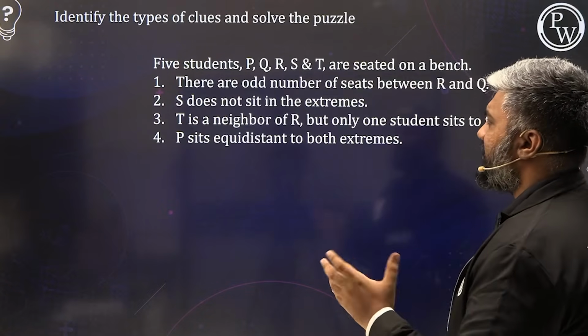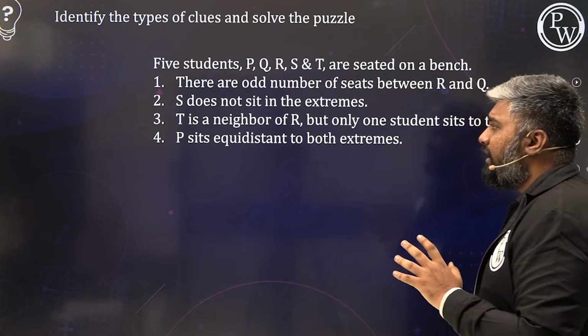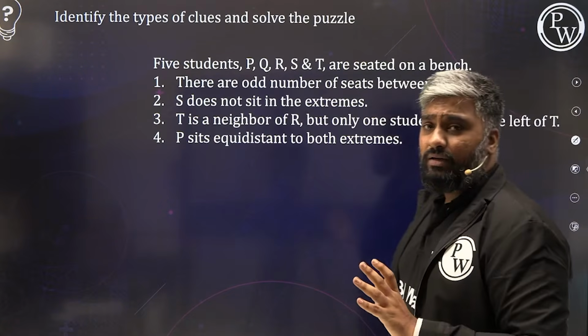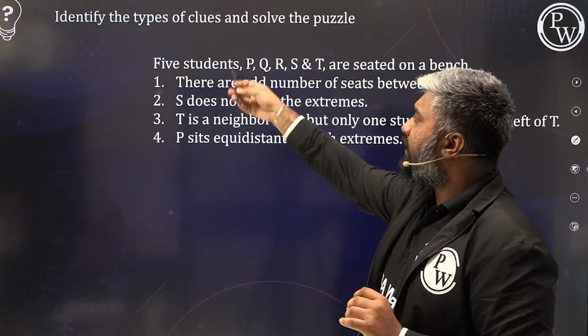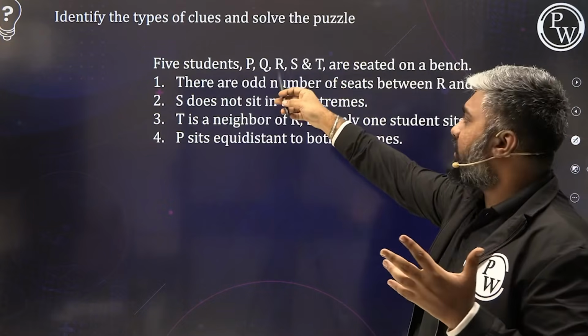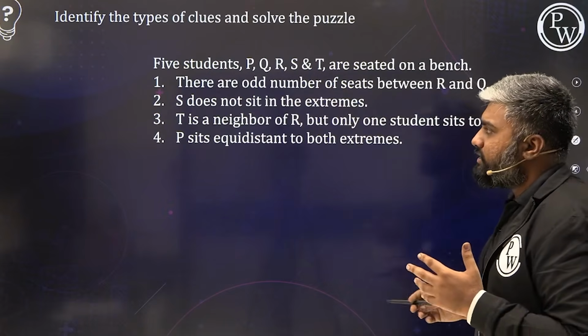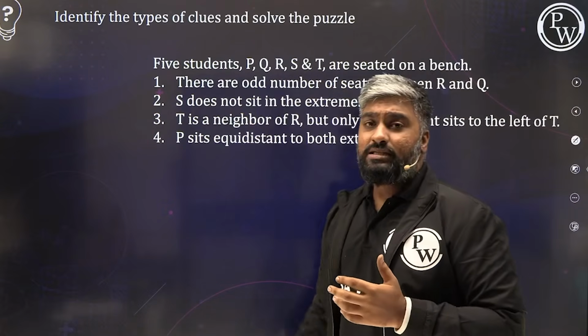Okay, it's not a caselet, it's a set, a simple set, right? This is a seating arrangement, a linear seating arrangement. Let's get started. 5 students, named P to T, are seated on a bench. Now there are 4 conditions given to us, right?